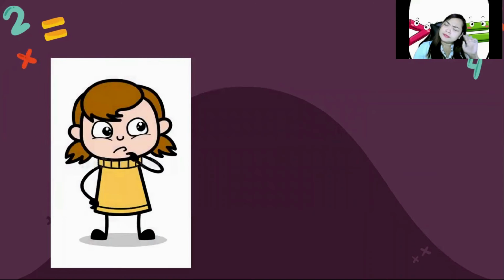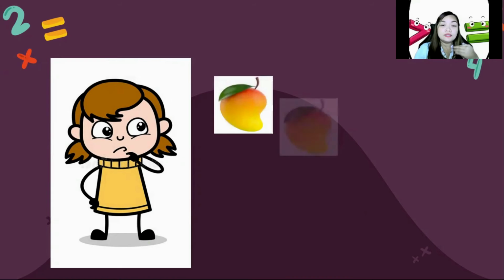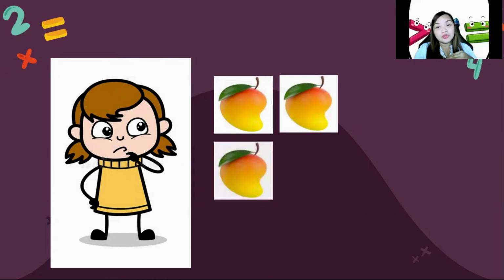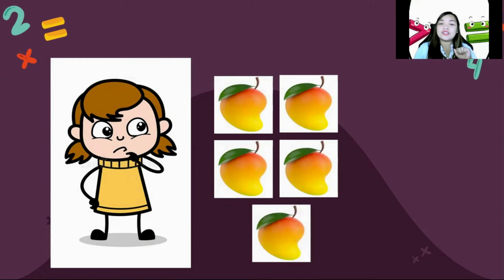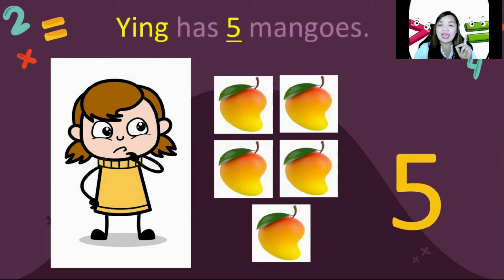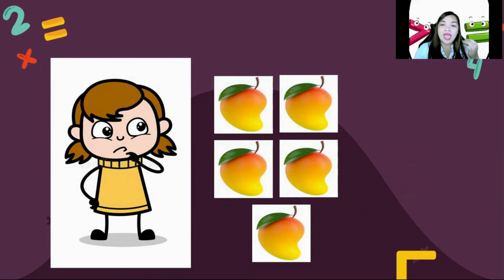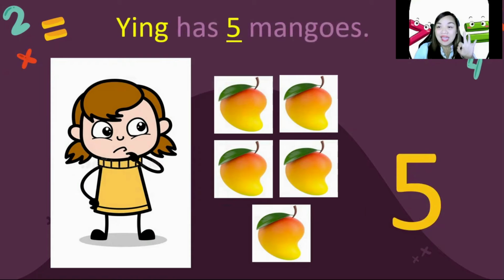And how about Ying? How many mangoes does Ying have? Let's count. 1, 2, 3, 4, 5. She has 5 mangoes. So a while ago, we have Mally. Mally has 3 mangoes. And Ying has 5 mangoes.